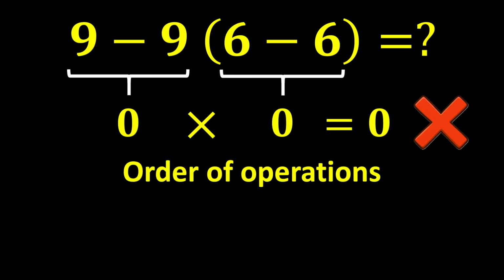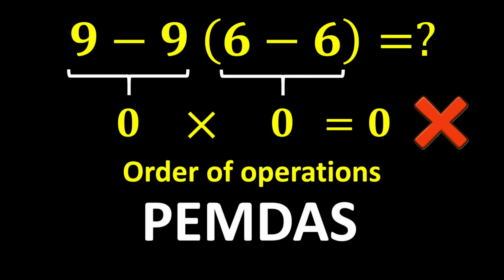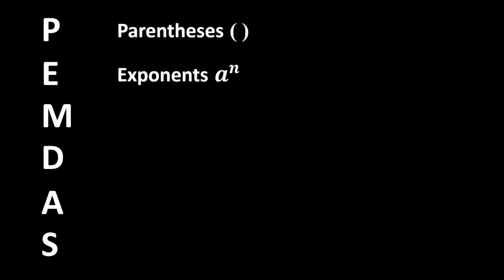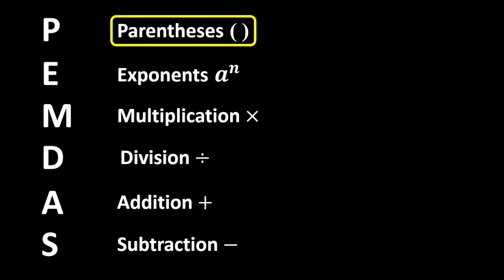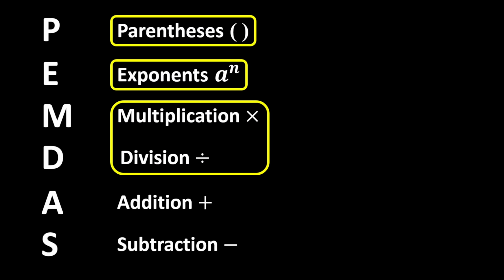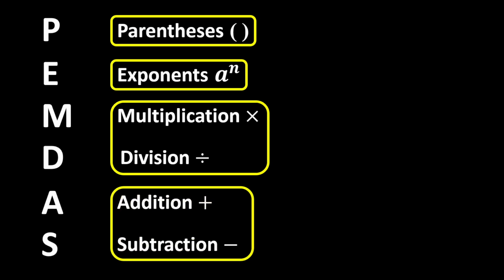The order of operations is commonly known by the acronym PEMDAS. In PEMDAS, P stands for parentheses, E stands for exponents, M stands for multiplication, D stands for division, A stands for addition, and S stands for subtraction. According to PEMDAS, in every mathematical expression, we first solve the parentheses, then the exponents, then multiplication and division, and finally, addition and subtraction. Keep in mind that multiplication and division have equal priority.